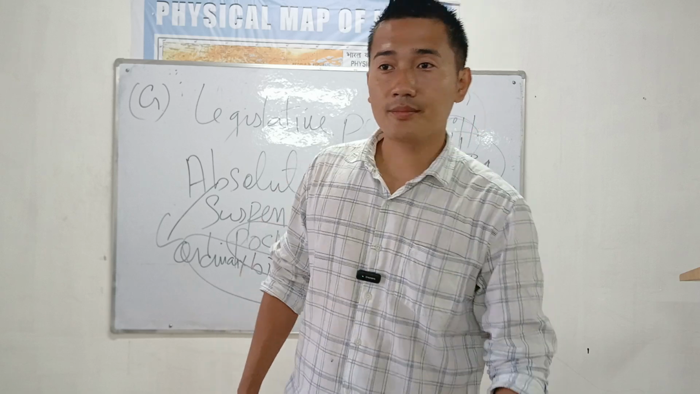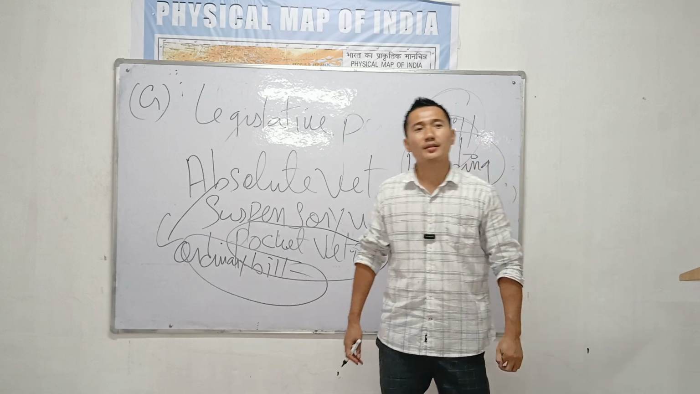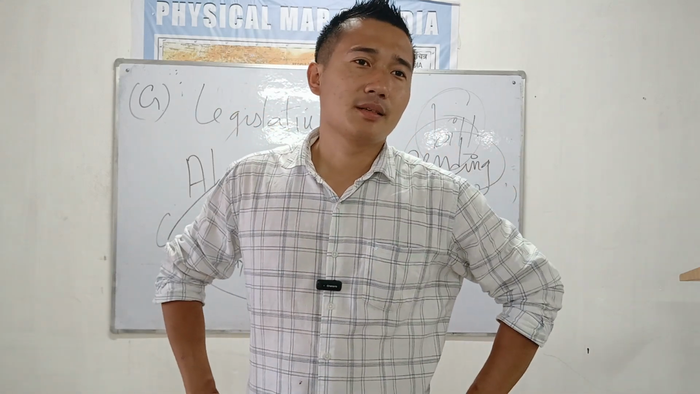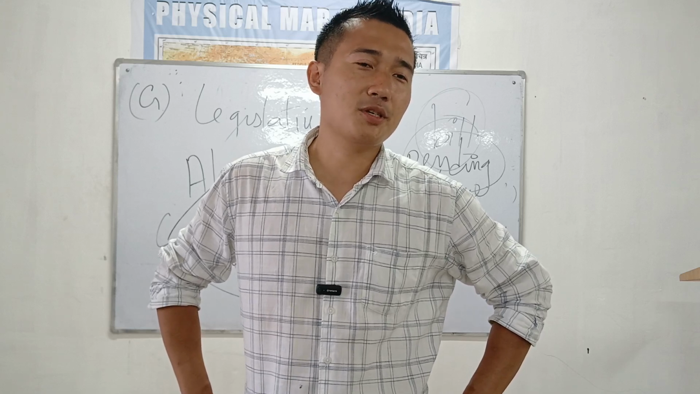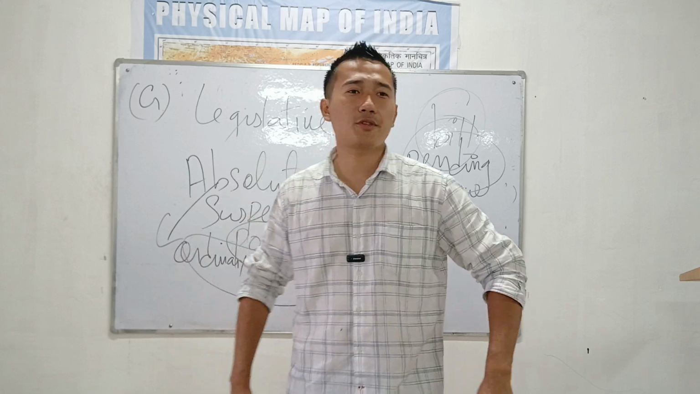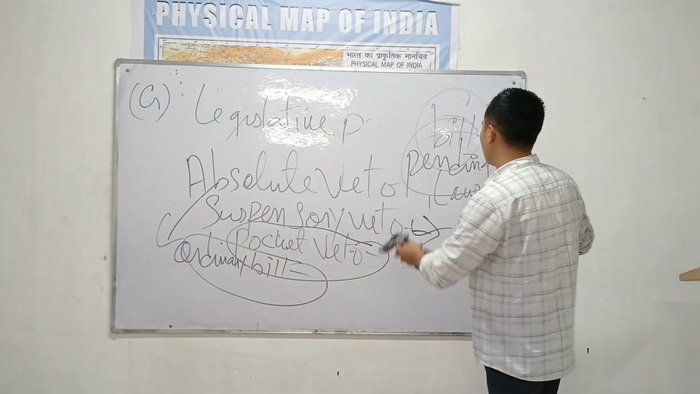Any confusion so far? Any confusion regarding this? Legislative, executive, financial, judicial? No confusion? So now, lastly, I will end with situational discretionary power.